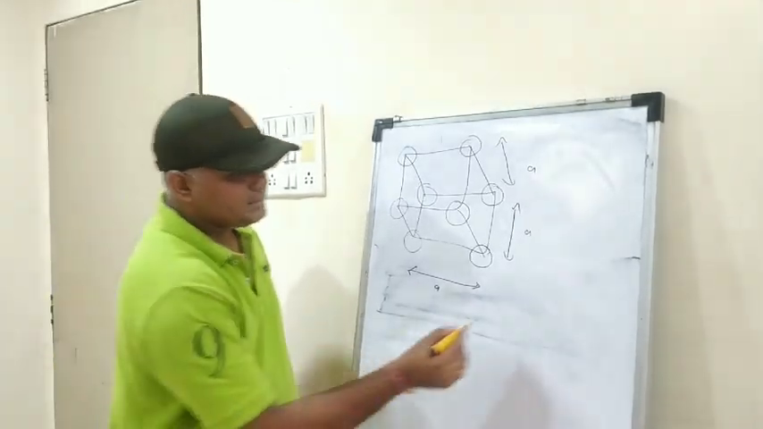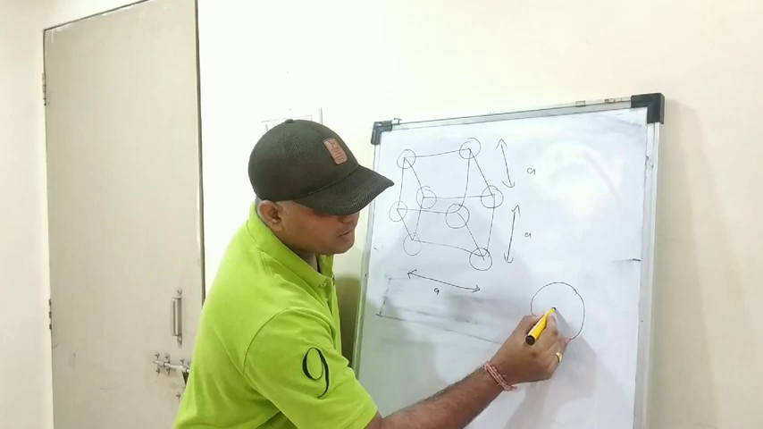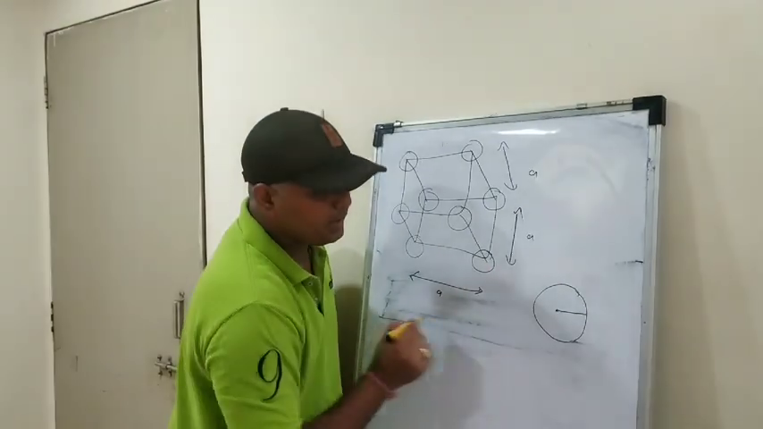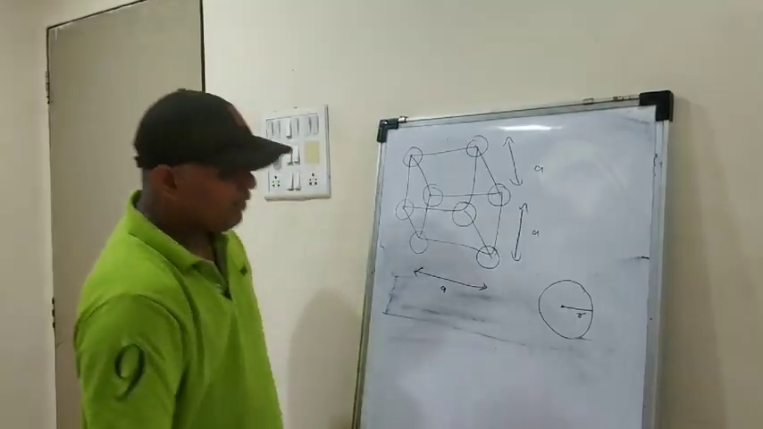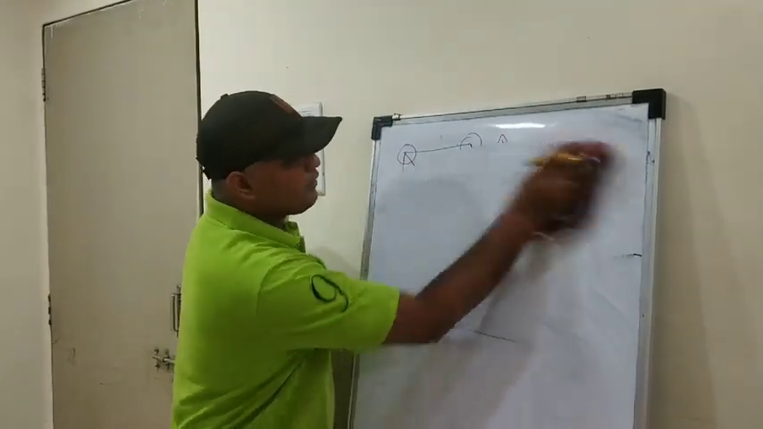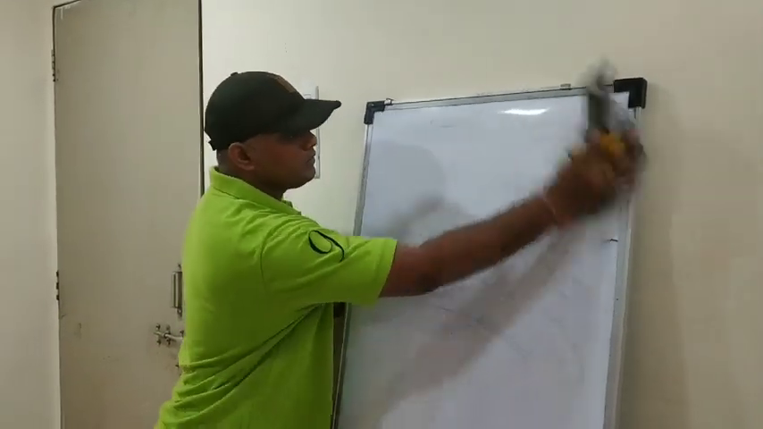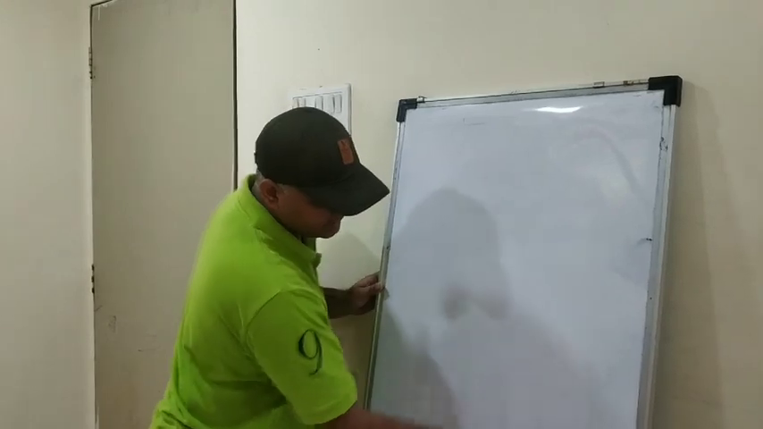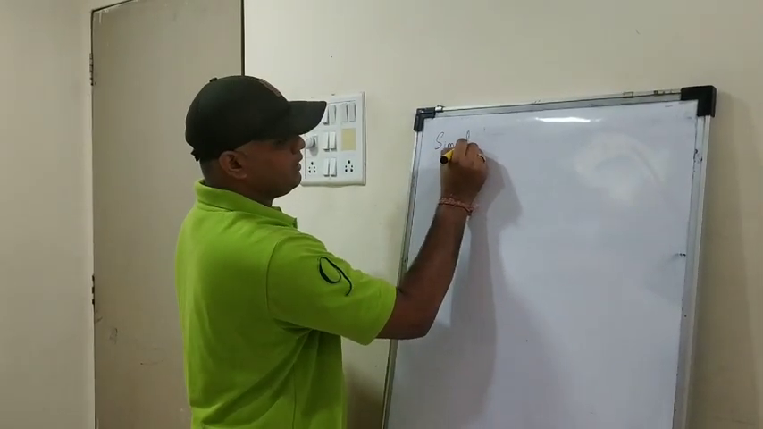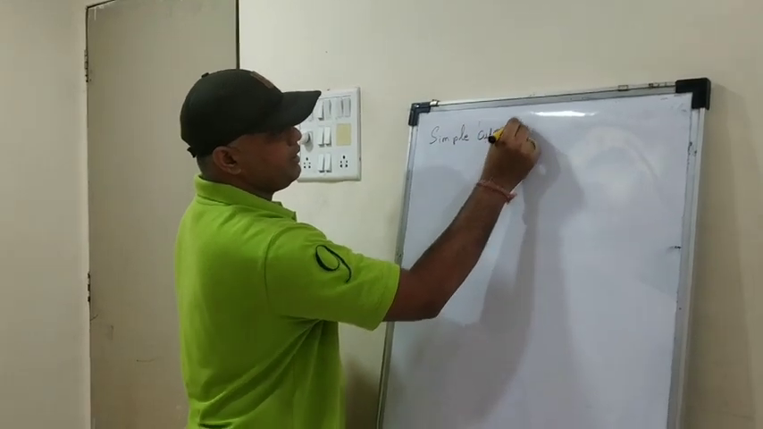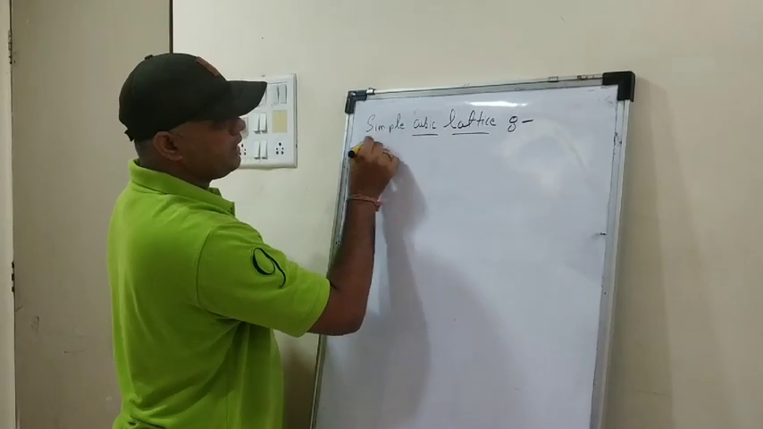Now what is the radius? See, this is our constituent particle, right? From the center towards the outermost orbit, this becomes your R. That is the radius, right? So let's see how to calculate the radius for the simple cubic lattice. So example number 1, note it down. Simple cubic lattice, right?